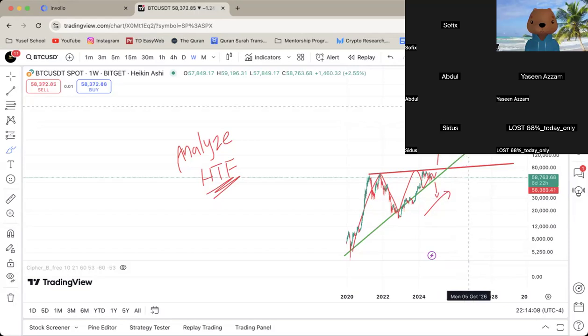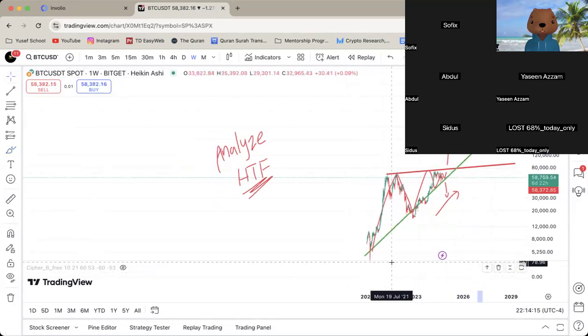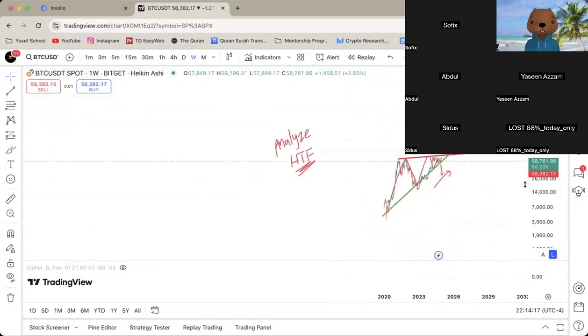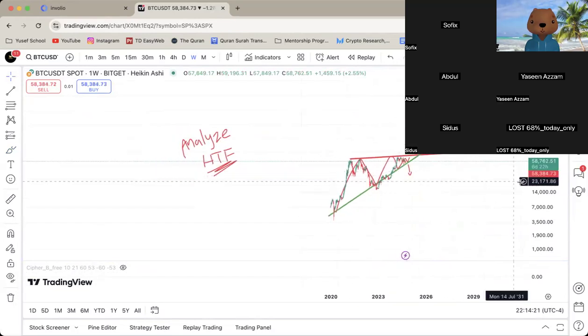Something will happen soon. Don't be scared. You're not going to be broke for long. Okay? Now, when volatility happens, do we understand which direction it's going?